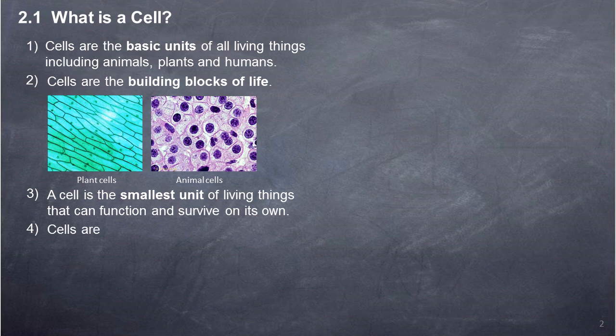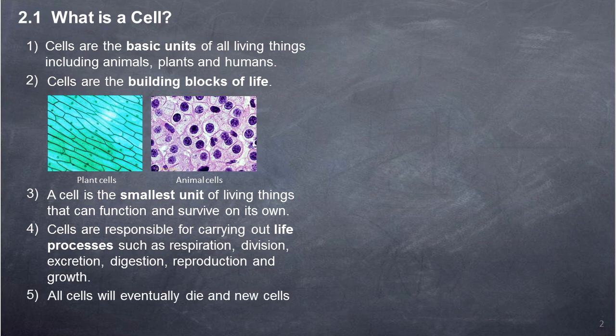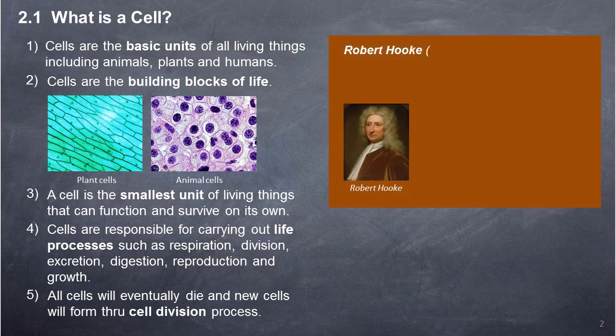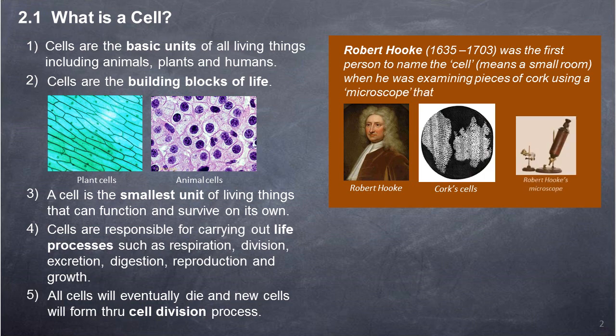4. Cells are responsible for carrying out life processes, such as respiration, division, excretion, digestion, reproduction, and growth. 5. All cells will eventually die, and new cells will form through the cell division process. Robert Hooke was the first person to name the cell, which means a small room, when he was examining pieces of cork, using a microscope that he had invented.